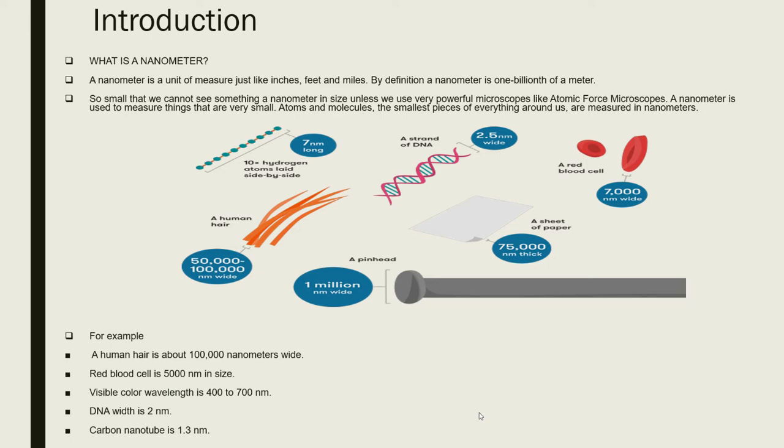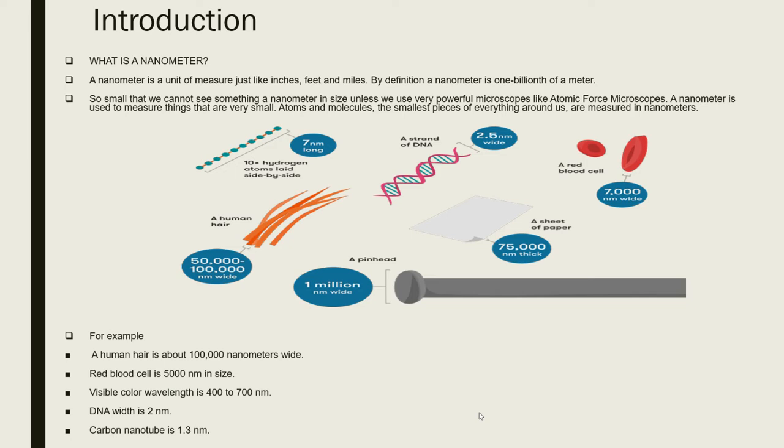So, what do you mean by nanometer? A nanometer ranges in the nanoscale. What does it mean? A nanometer is a unit of measure just like inches, feet, and miles. So, by this definition, a nanometer is 1 billionth of a meter. That means a billion is 1,000 times bigger than a million.